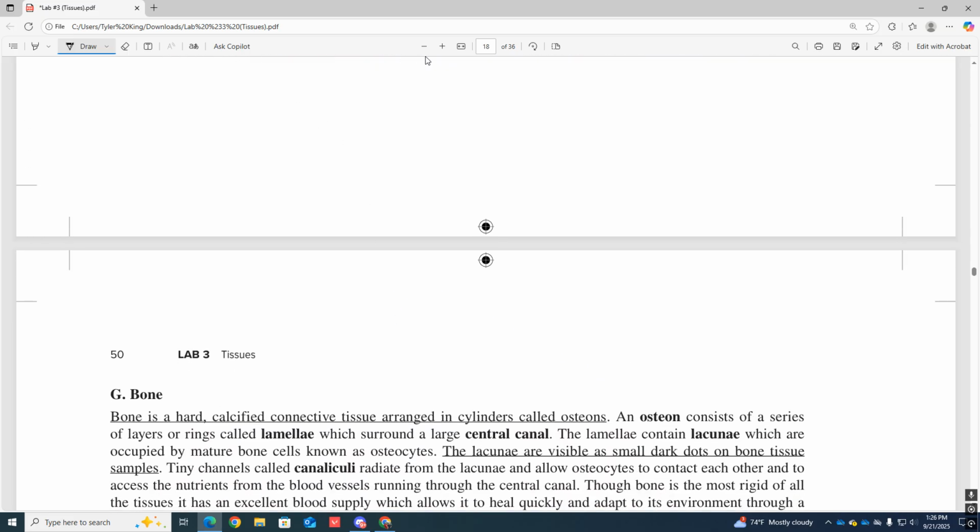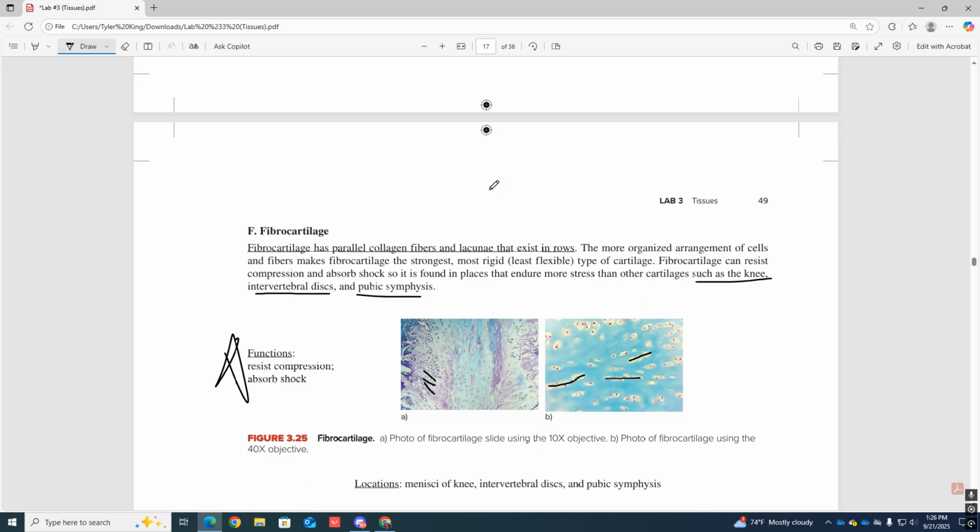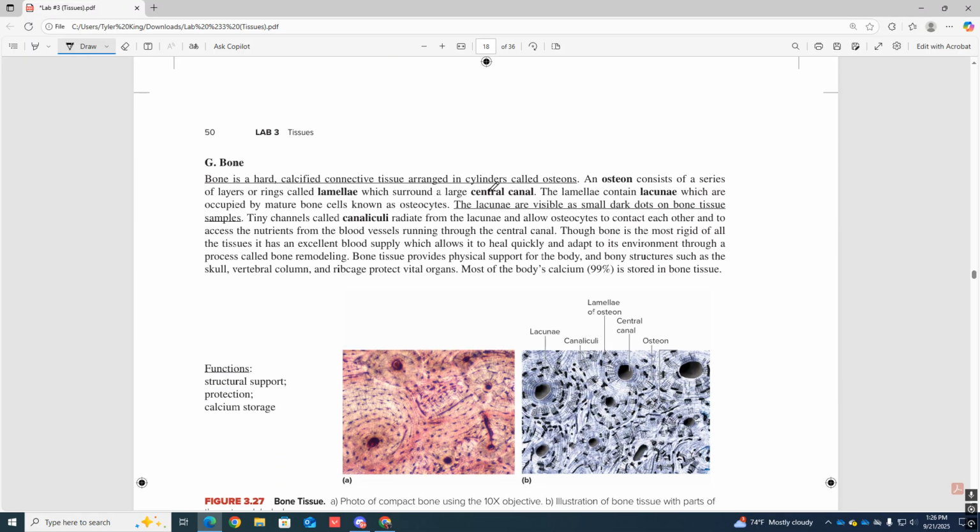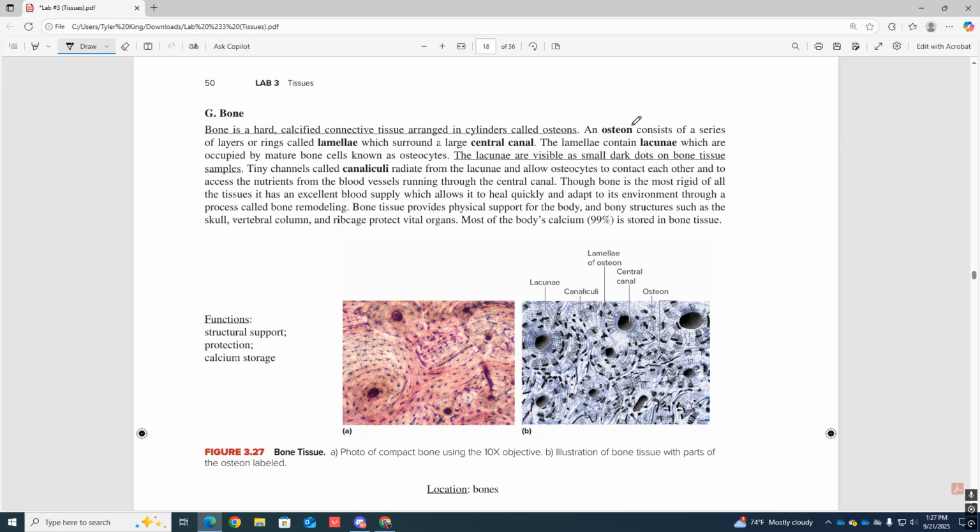So those are the 3 types of cartilage, okay, a part of the connective tissue. Bone now. Bone has sub-concepts that you need to know, and we talked about this because it's part of one of the focused learning objectives. Bone is a very hard and calcified connective tissue arranged in cylinder-like structures called osteons, okay? An osteon consists of a series of layers or rings called lamellae, okay?